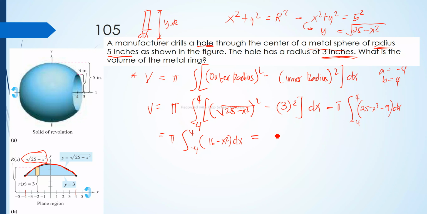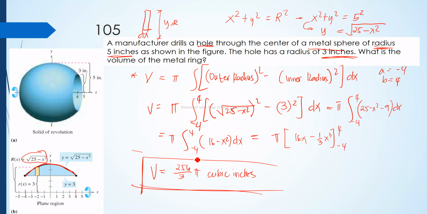Then we will arrive at pi times 16x minus 1/3 x cubed, to be evaluated from -4 to +4. From that, we will arrive that the volume of this metal ring is equal to 256/3 pi cubic inches. It has a unit because a unit is given. It is not cubic units but cubic inches.